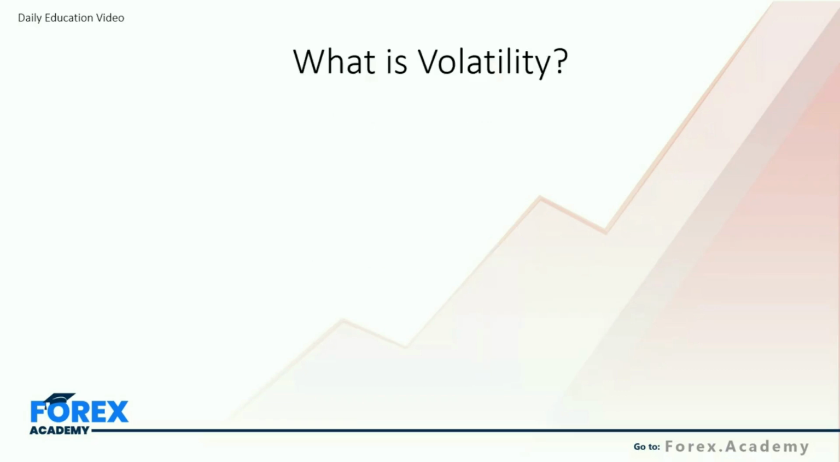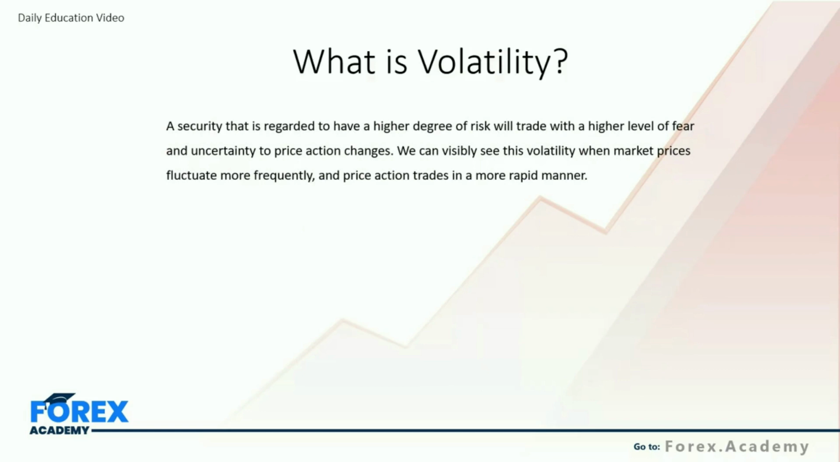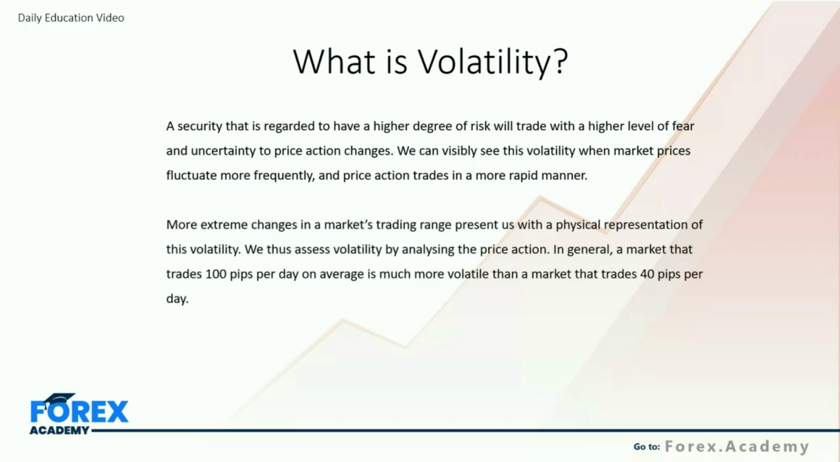So we'll start off with defining volatility. A security that is regarded to have a higher degree of risk will trade with a higher level of fear and uncertainty to price action changes. So it's all about price action changes, the movement of price. We can visibly see this volatility when market prices fluctuate more frequently and price action trades in a more rapid manner. More extreme changes in the market's trading range present us with a physical representation of this volatility.